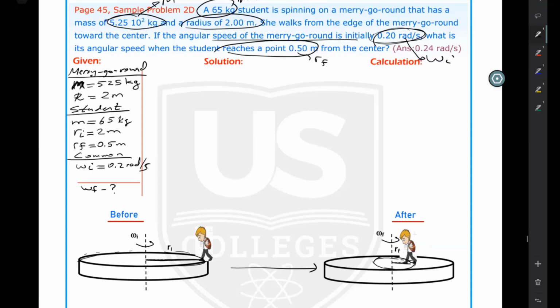Second component, the student, has a mass of 65 kg. The student's body follows a circular path, but the size of the circular path is decreasing. Initially the radius is 2 meters, finally it is 0.5 meters. Both have an initial angular speed of 0.2 radian per second. Of course, after the student walks, the angular speed of the merry-go-round and student will change to a final value. I will calculate that final value.